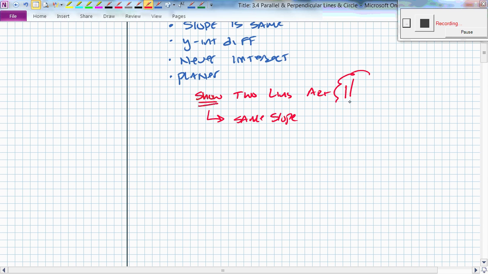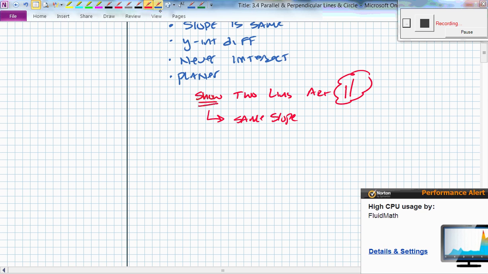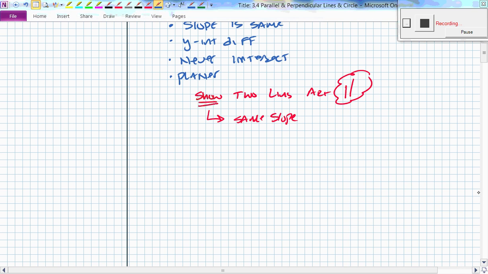And does everybody know this little thing in the cloud is the symbol for parallel? It's kind of like an elongated 11, right? Number 11. All right. So here's the two lines I'm going to give you. 2x plus 3y minus 6 equals 0. Let's call that line number 1. And line number 2, let's call that 4x plus 6y.